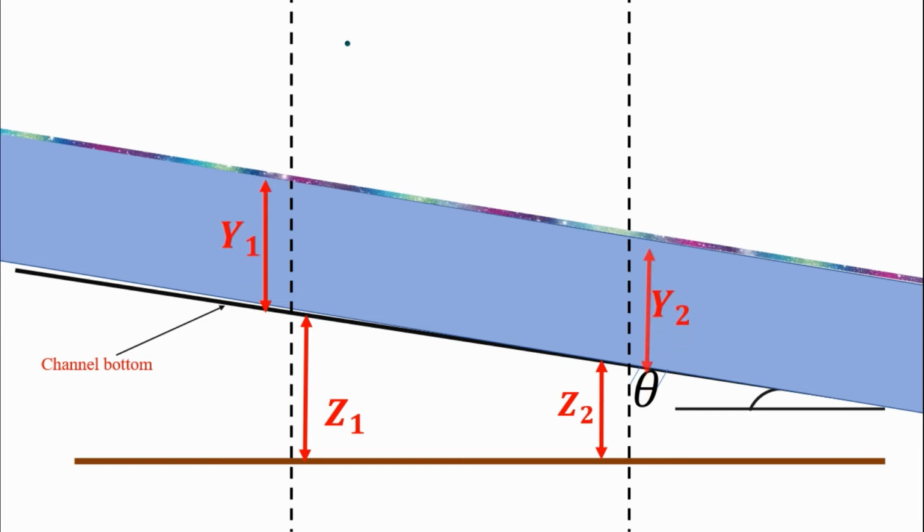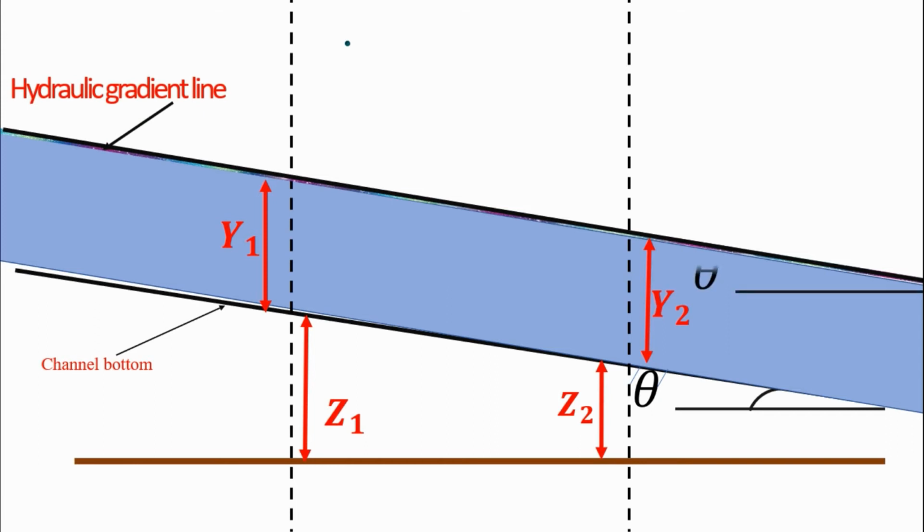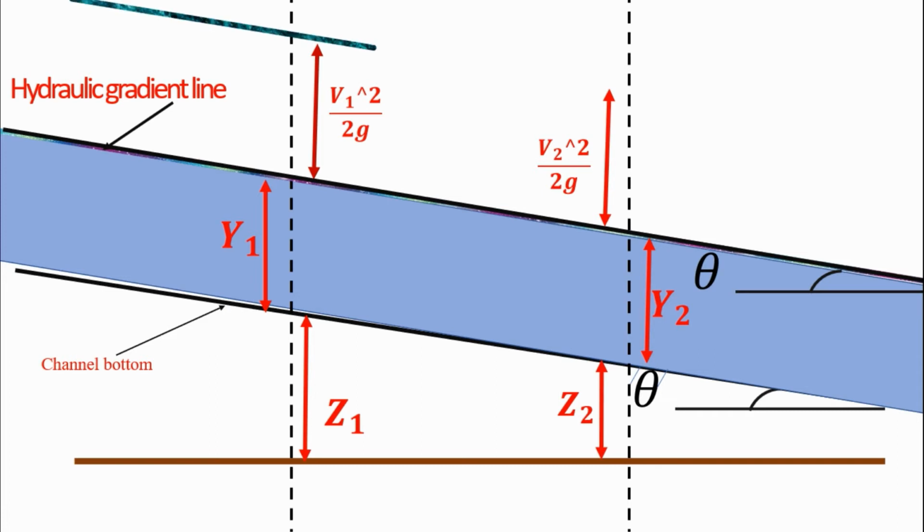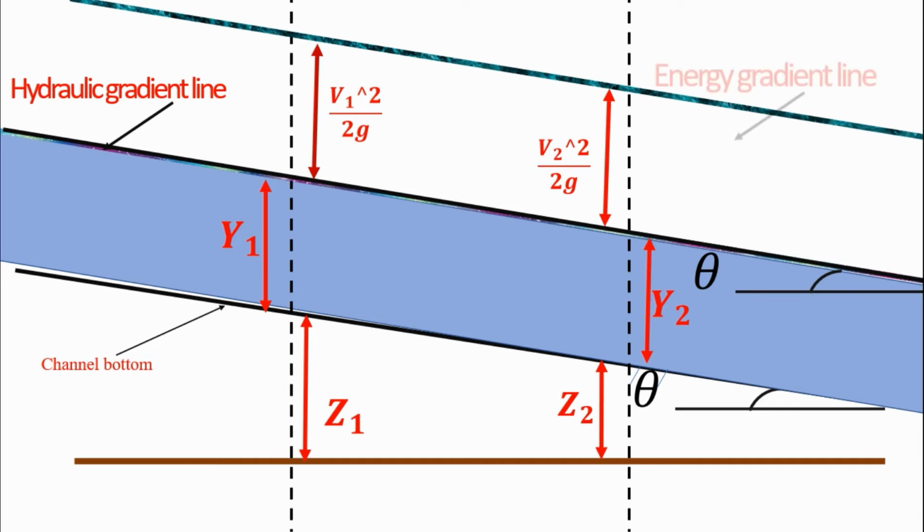The line joining various points of pressure head is known as the hydraulic gradient line, which coincides with the free surface in open channel flow. Since the flow in the considered section is varying, locate the kinetic head from the top of the free surface of open channel flow, and the line formed by joining various points of kinetic head is known as the total energy line or energy gradient line.